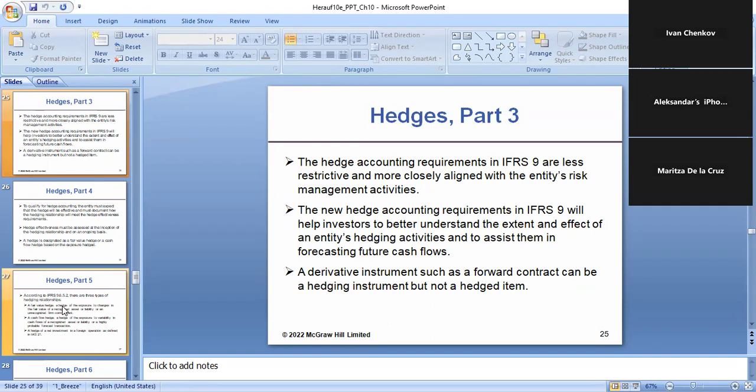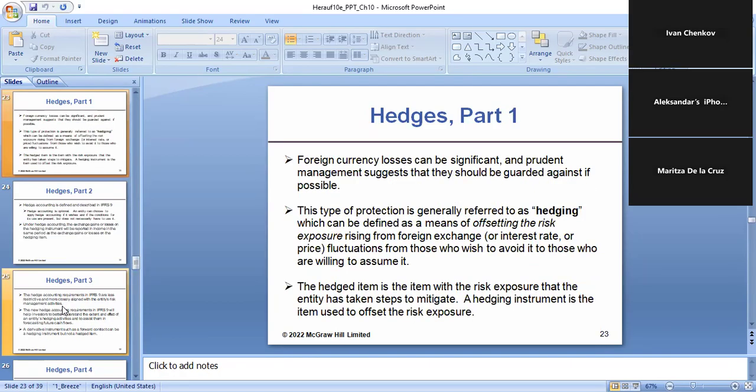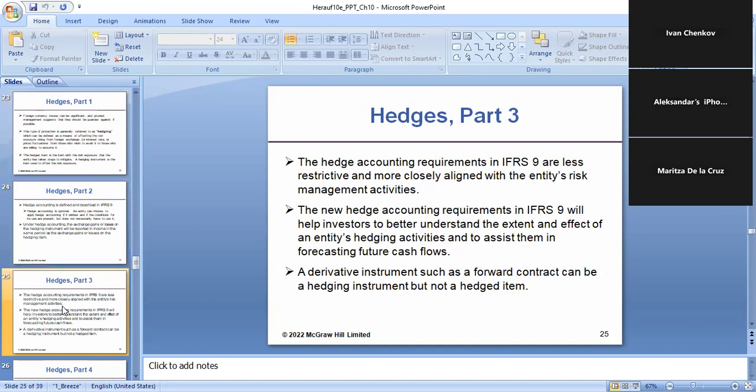Then we're going to derivative instruments, such as forward contracts, which can be a hedging instrument, but not a hedged item. Now the derivative instrument, which is the forward contract, is the hedging instrument, but not the hedged item. The hedged item is something else. The hedged item can be foreign currency. Remember, the hedged item is the item which is exposed to risk. The hedging instrument is the item that we use to offset the risk on the hedged item.